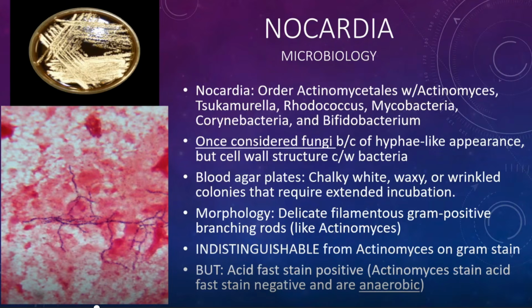This is a gram stain of Nocardia, and you can see that it has kind of a beaded filamentous gram-positive appearance. And just to make a point, you cannot distinguish between Nocardia and Actinomyces on a gram stain. But you can distinguish between Nocardia and Actinomyces with an acid-fast stain or a modified acid-fast stain. Also, Actinomyces is an anaerobe, whereas Nocardia is an aerobe.